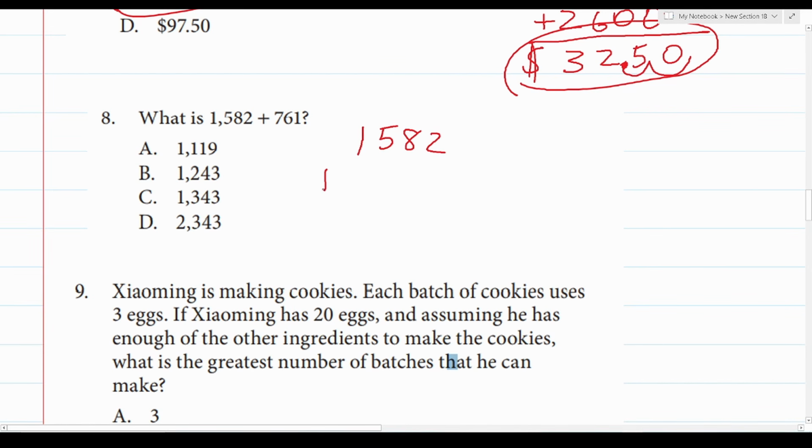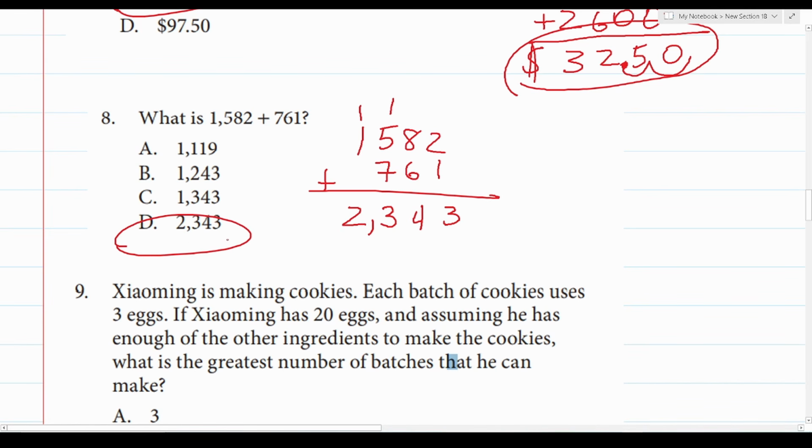1,582 plus 761. 2 plus 1 is 3. 8 plus 6 is 14, so we're going to have to carry a 1. 7 plus 5 is, well, this is technically 7 plus 6, so we know that's going to be 13. Carry a 1. 1 plus 1 is 2. So we can see this is 2,343, which is D. Okay, so that's that one.